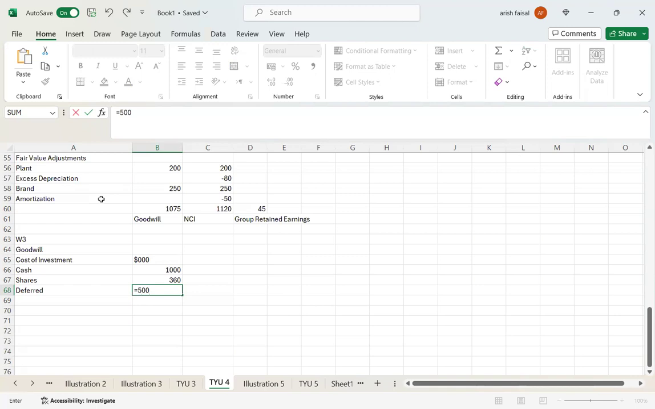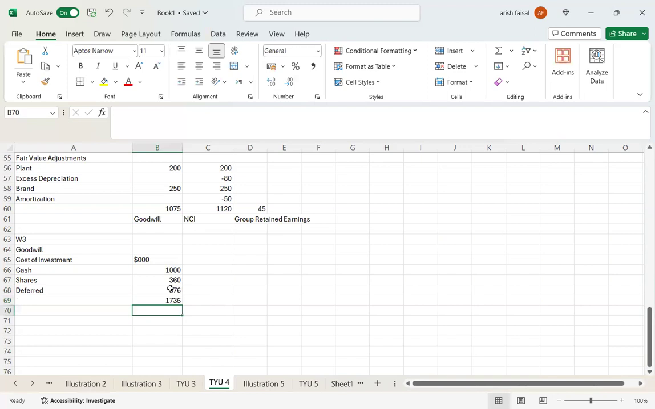So 500,000 into the factor, which is 1 divided by 1.1 to the power 3. So the factor would be 0.751, I believe. If you multiply it by 500,000, you basically get 375.6. So I'm just going to round it up and we get 376. Okay. So in this case, the total cost of investment is 1,360 and 376. So the total cost of investment turns out to be 1736.